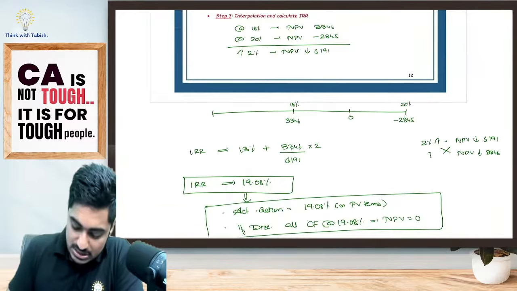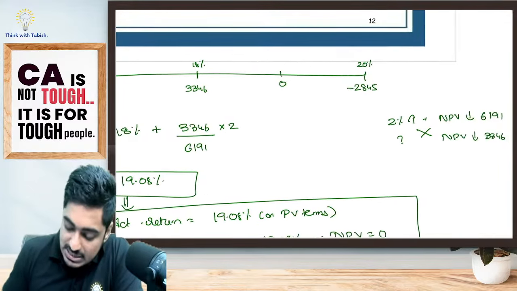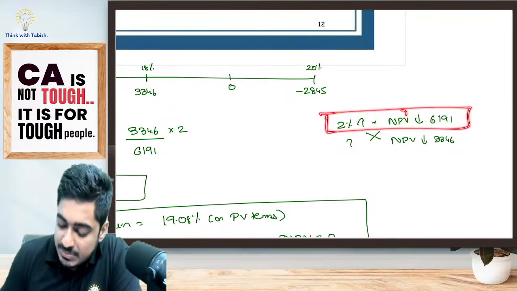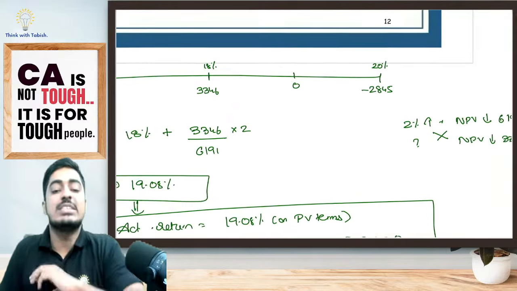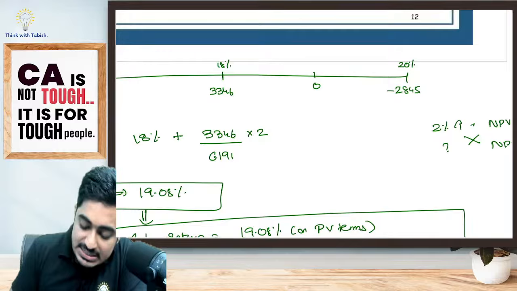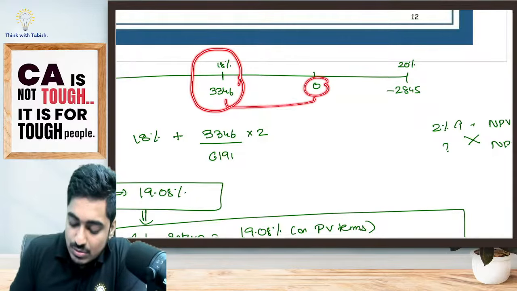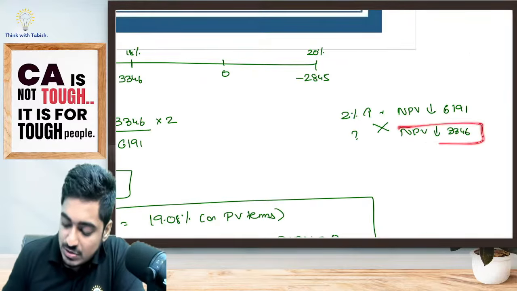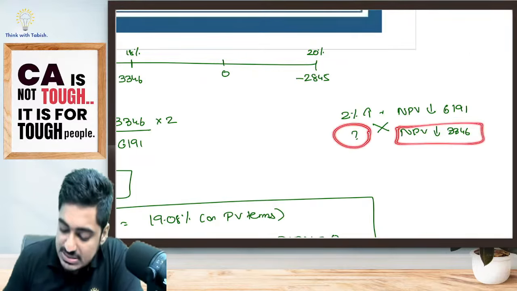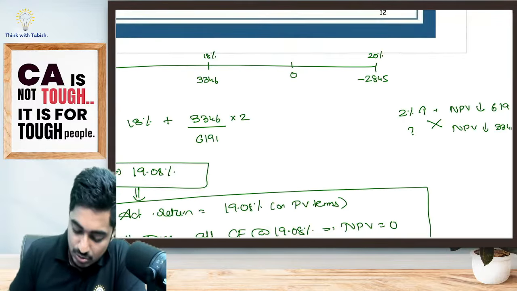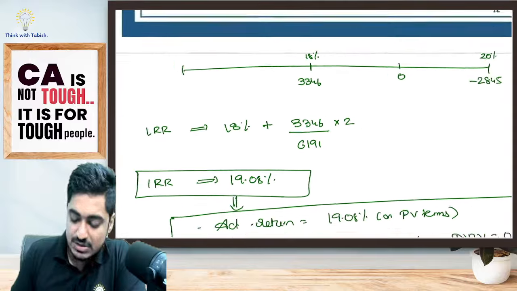Yes or no? Okay, sir. If my discount rate increases by 2%, my NPV falls by this much. By how much do I want to reduce my NPV? Sir, at 18% it is 3,346. I want to bring it only till 0. That is, I want to reduce it only by 3,346. If I am to reduce this by 3,346, how much percentage should I increase? Cross multiplication is 3,346 into 2 divided by 6,191.